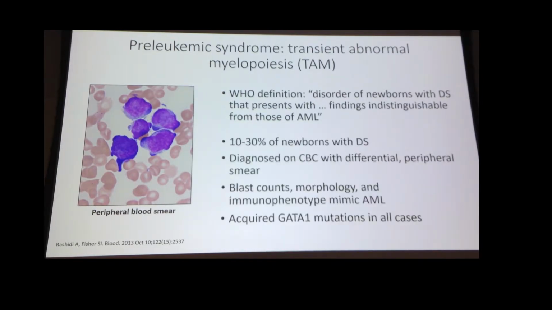Kids with this condition, it affects about 10 to 30% of newborns with Down syndrome, and it's usually diagnosed when a CBC or a peripheral smear is done in the first days of life. So neonates are typically diagnosed between age 3 to 7 of life with this disorder, and the blast counts, the morphology of the blast, the immunophenotype of the blast look all the world like acute leukemia. And all cases have this interesting phenomenon that they have an acquired mutation in the GATA1 gene.